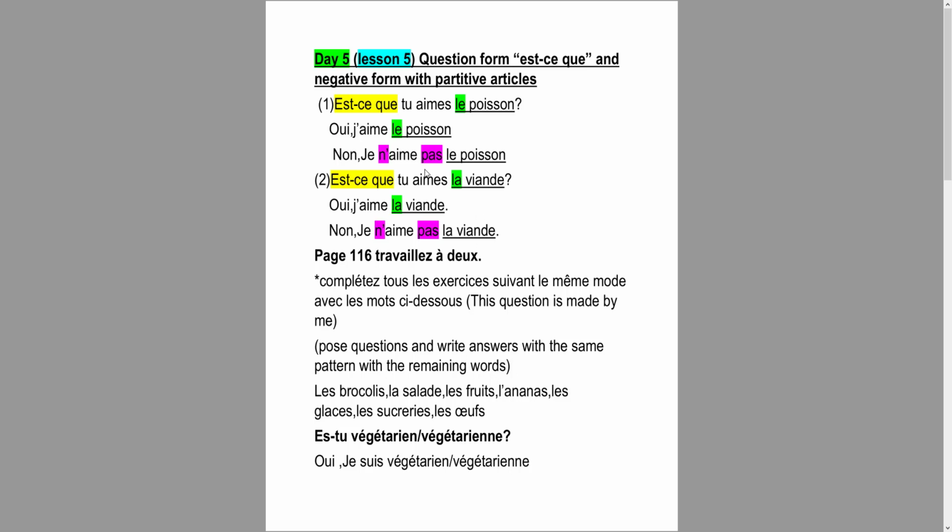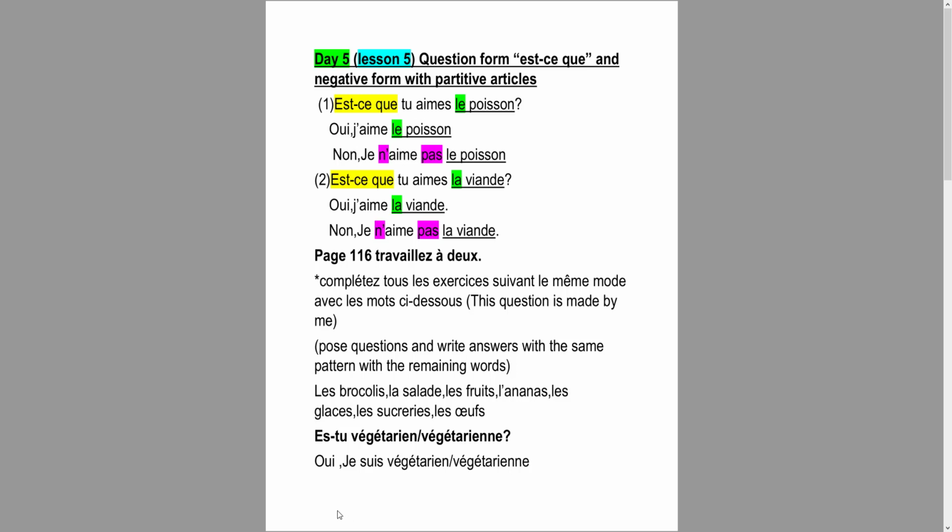Right. So how to do this exercise? I will explain two things on how to do it. Les broccoli, la salade. Est-ce que tu aimes les broccoli? Instead of le poisson, what do we use? Les broccoli. Est-ce que tu aimes les broccoli?